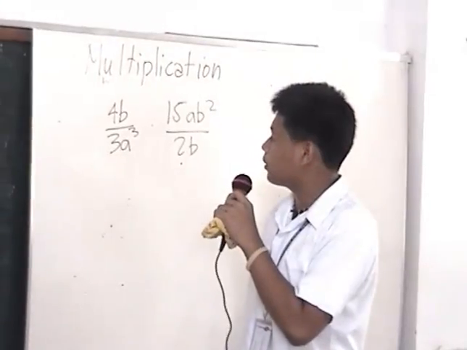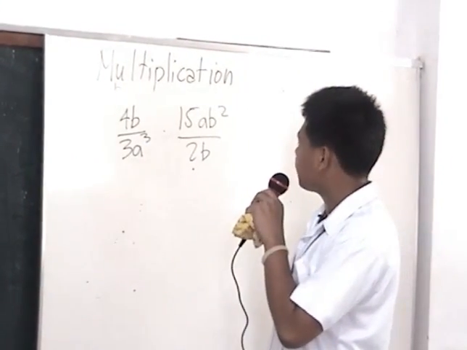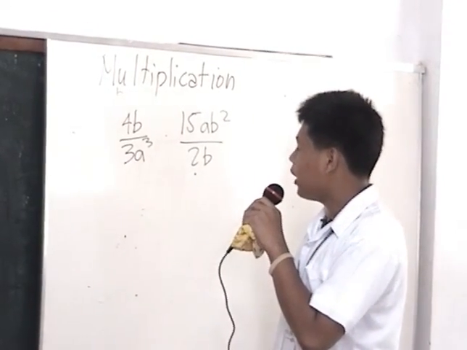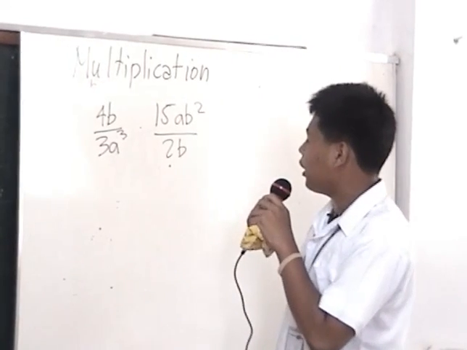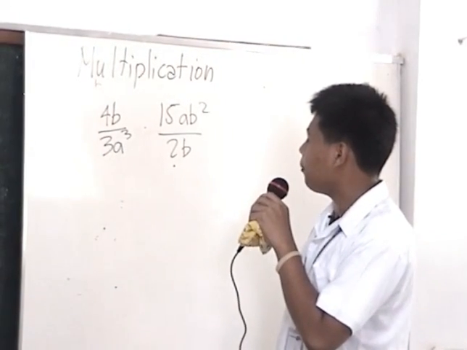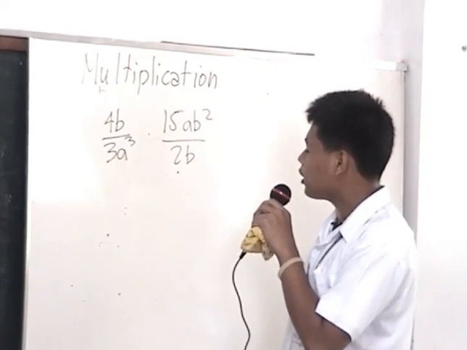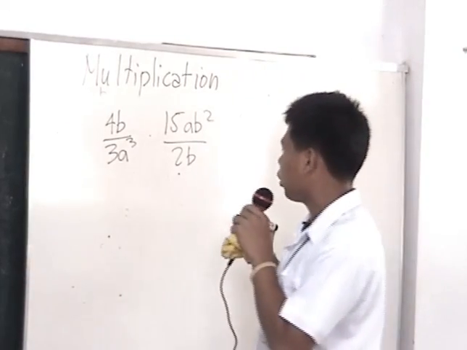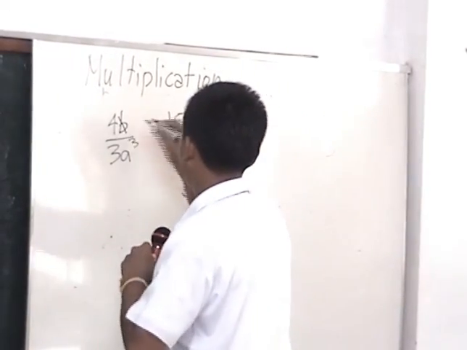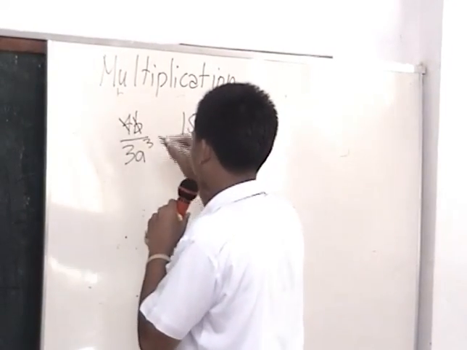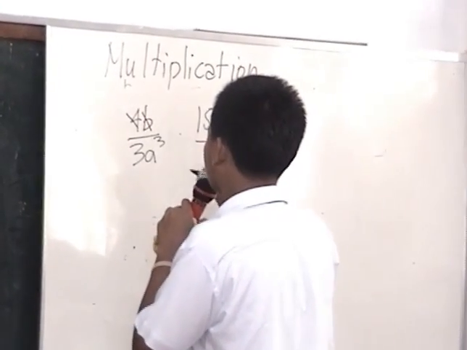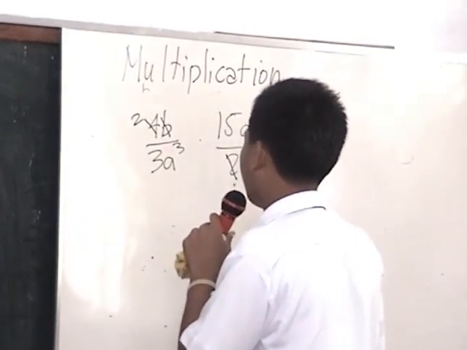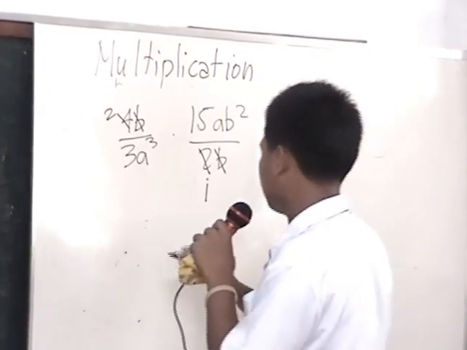To multiply expressions, we need to multiply the numerator and the denominator of both expressions. And if there is a common factor, we use the cross cancellation process and cancel the common factor, like b and 4 and 2. The 4 is divided by 2 and becomes 2. 2 divided by 2 becomes 1. And I rewrite the new expression.